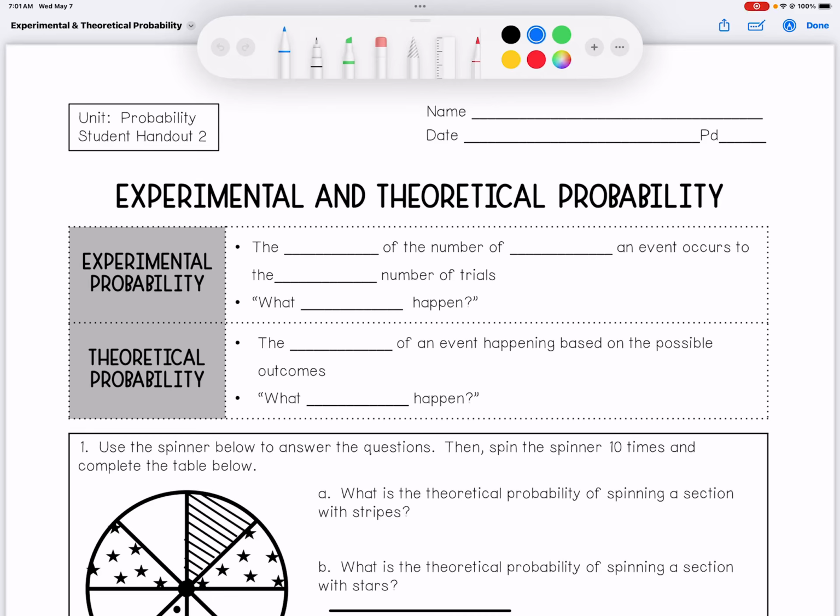Hey guys, student handout number 2, experimental and theoretical probability. Let's go. All right, here we go.